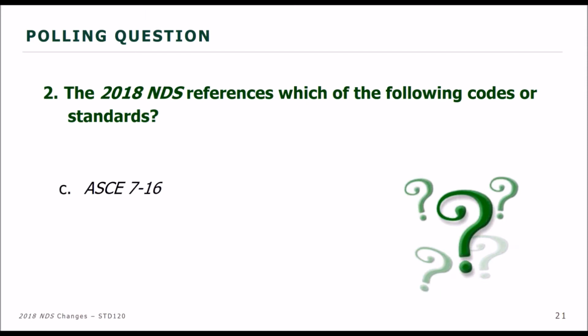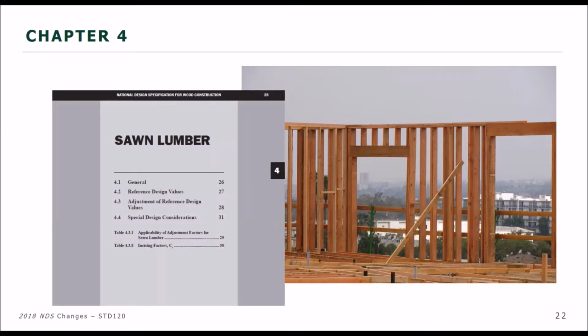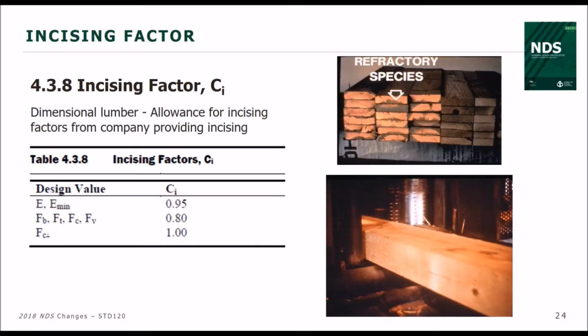Thank you very much. Okay, now on to Chapter 4, where we're dealing with sawn lumber. For sawn lumber, we have some changes related to the flat use factor, and this has to do with just a clarification on the application of the flat use factor in that it applies to beams and stringers. So just some clarification of the language. Then we get into the incising factor.